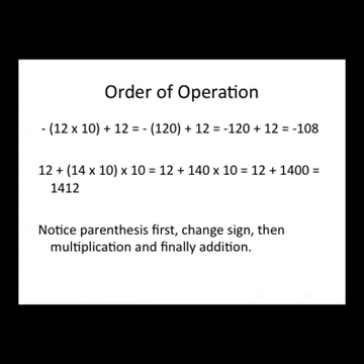So, for example, in this equation up here, we have a negative, parentheses, 12 times 10, close parentheses, plus 12. So we keep our negative. We take care of the 12 times 10, which is 120. Then we drop the parentheses. We're basically saying, okay, now we have a negative number plus 12, and we keep our negative 108. Same thing on the statement below it. You take care of all your material inside the parentheses first. Change the sign, multiplication, and finally addition.